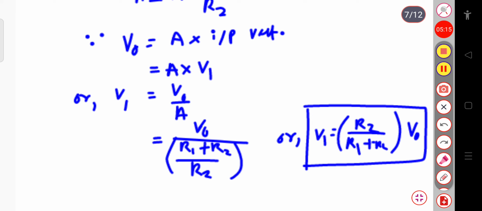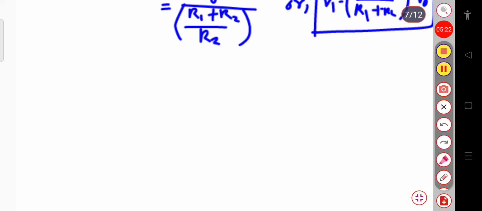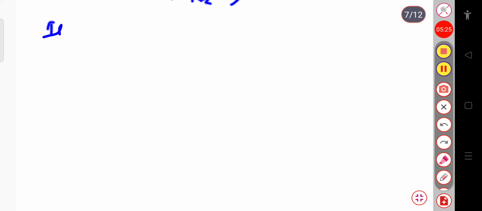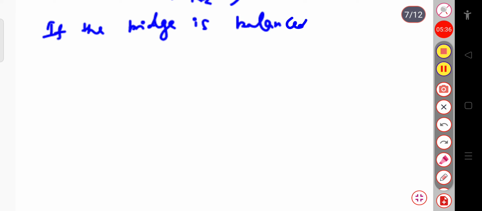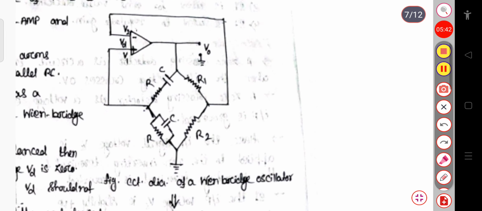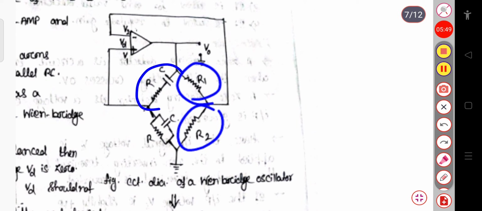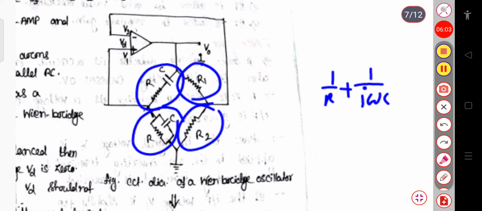Now our aim is to calculate the value of R1 and R2. If we consider the bridge is balanced, then we can write R1 divided by R2 is equal to, you can see here, in balanced condition, R1 divided by R2 will be equal to this series combination R plus 1 by j omega C, and here this is your parallel combination, that is 1 by R plus 1 by j omega C, which will be equal to 1 by R prime.